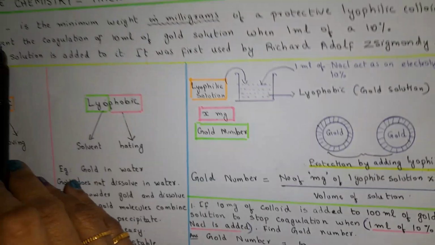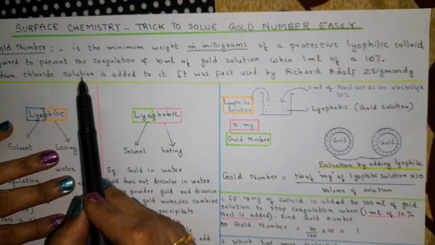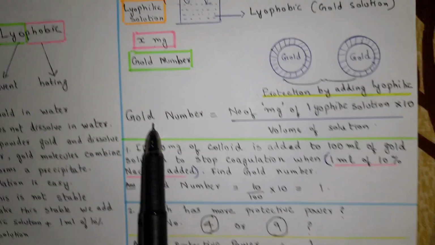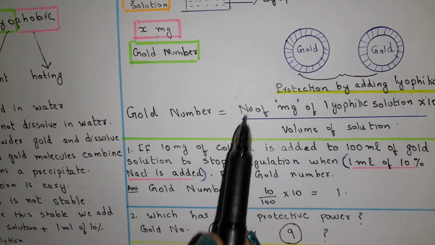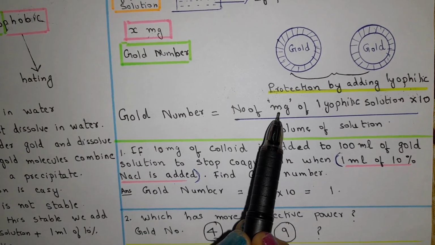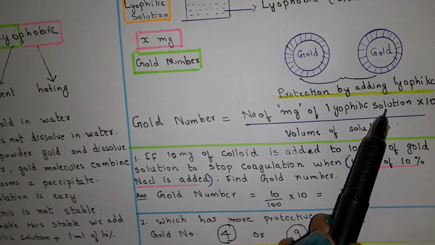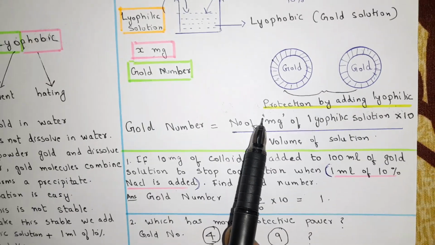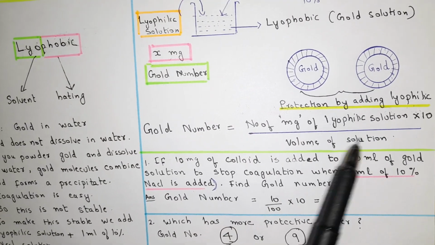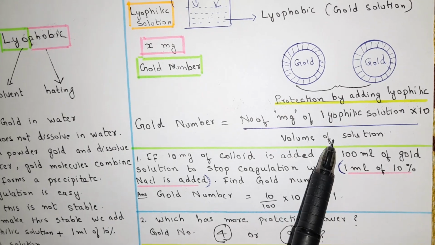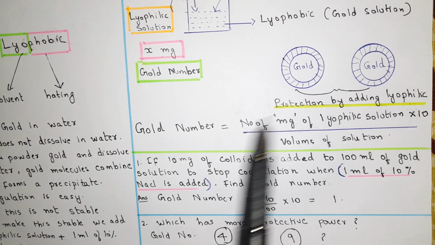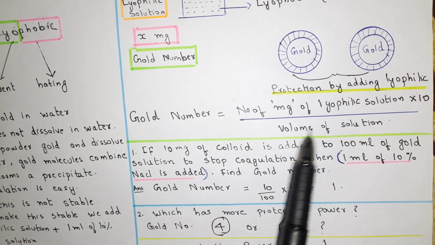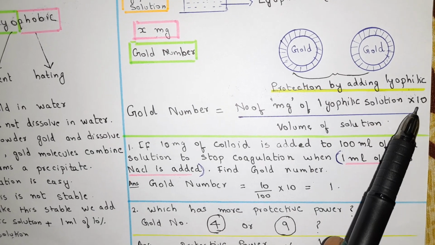So now I am sure that you are all very clear with the definition of the gold number. So we have got a formula for finding out the gold number, where you can see that gold number is the number of milligrams of lyophilic solution. So remember, always this should be in milligrams, otherwise it will be wrong. That divided by the total volume of solution, multiplied by 10. Again, gold number is equal to number of milligrams of lyophilic solution divided by volume of solution into 10.